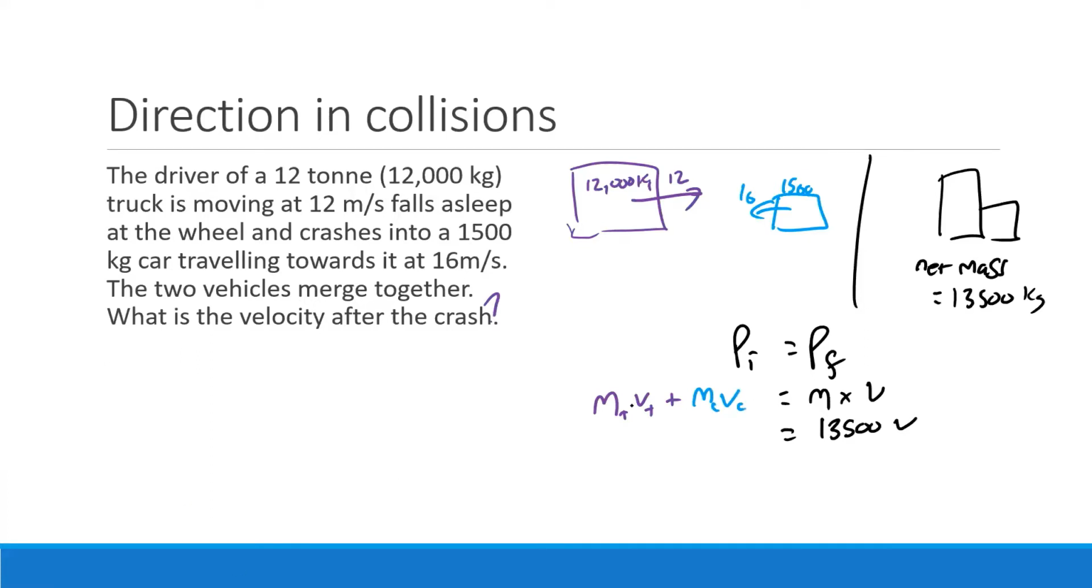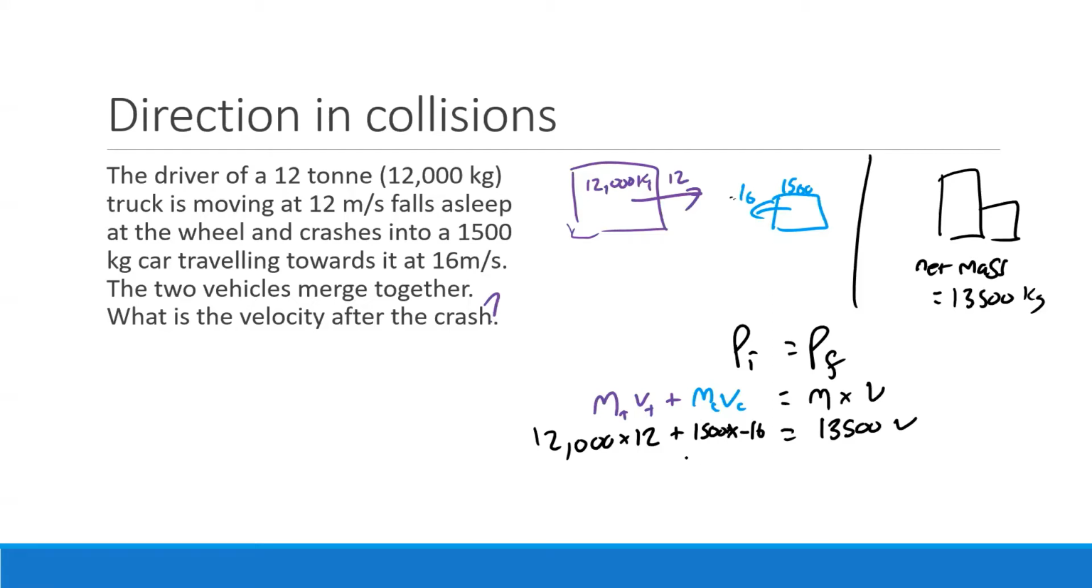Now let's do this. So the mass of the truck is, I'm going to go back to black now, 12,000 kilograms, and that's moving at times 12 meters per second. Whereas the car, that's traveling at 1,500 kilograms, but it's traveling at, in this case, 16, but in the opposite direction. So we're going to write times negative 16, just so that we remember that this 16 is in the opposite direction. That's why there's a negative here.